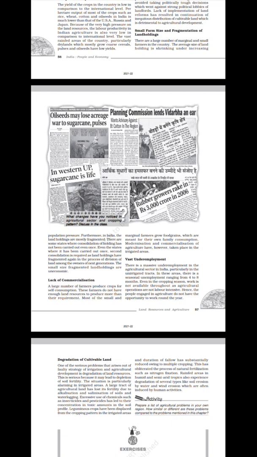What changes have you noticed in the agriculture sector and cropping pattern discussed in the class? Vast underemployment. There is a massive underemployment in the agriculture sector in India, particularly in the unirrigated tracts. In these areas, there is a seasonal unemployment ranging from 4 to 8 months. Even in the cropping seasons, work is not available throughout as agriculture operations are not labor intensive. Hence, the people engaged in agriculture do not have the opportunity to work round the year.